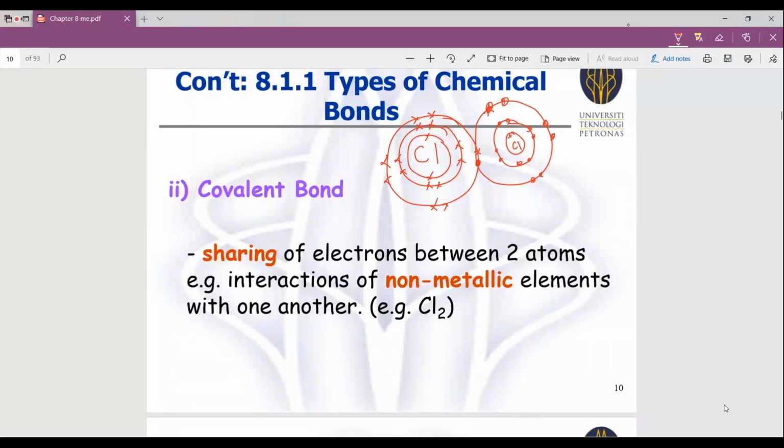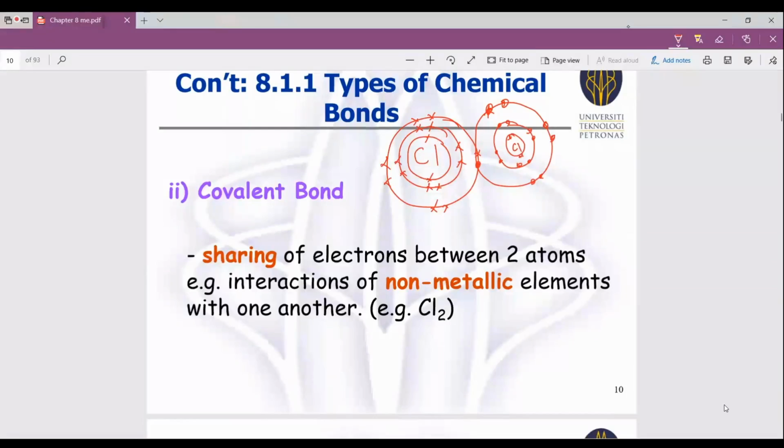Okay, so Cl shares with Cl, and these 2 electrons become 1 bond, a single bond. This is a covalent bond.